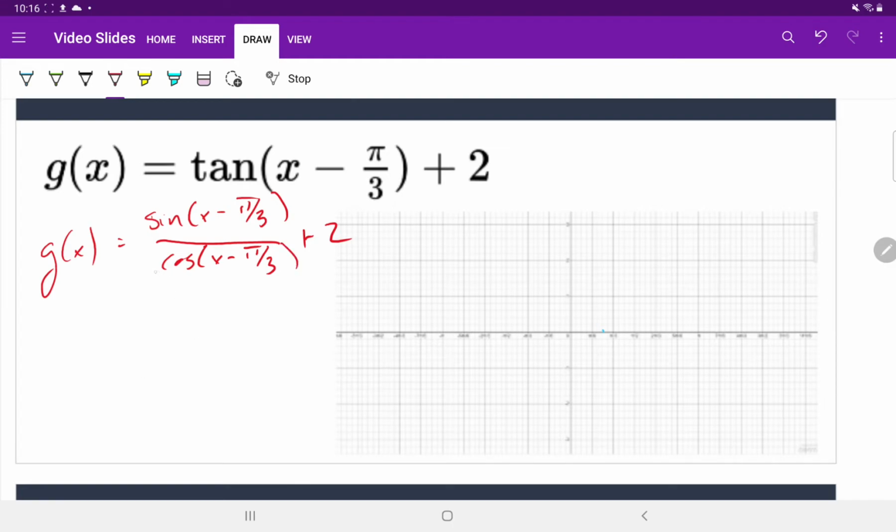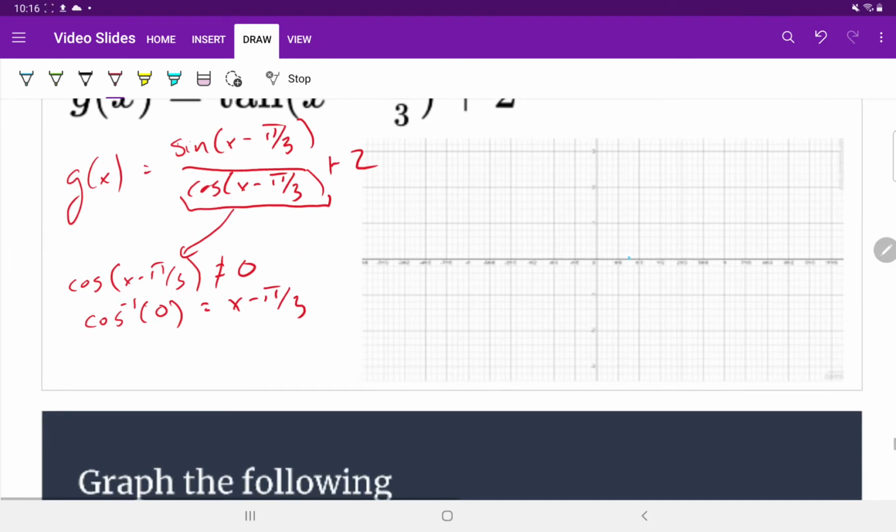As soon as you get that, you know that the denominator cannot evaluate to 0. So we can say cos of x minus pi thirds cannot be equal to 0. Then we ask ourselves, when does cosine equal 0? Let's pick one at pi over 2. Of course, there are lots of different answers, but I'm going to start with the first one, which is pi over 2. So pi over 2 is equal to x minus pi thirds.